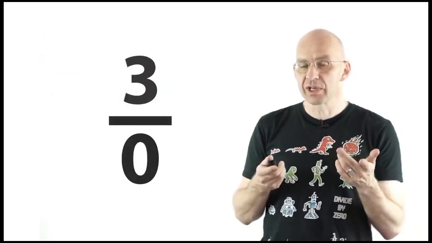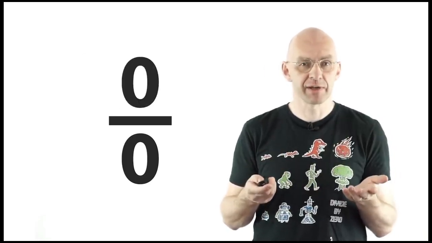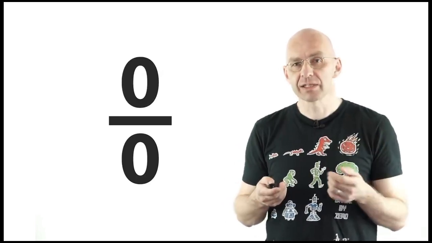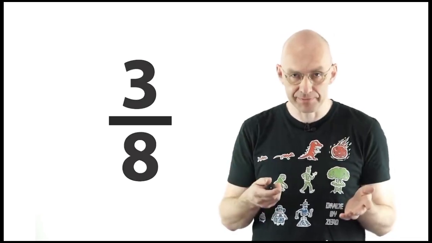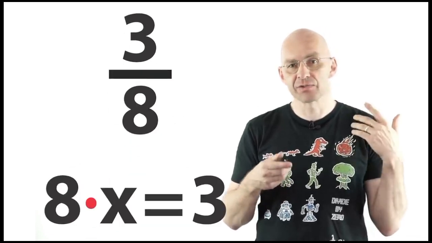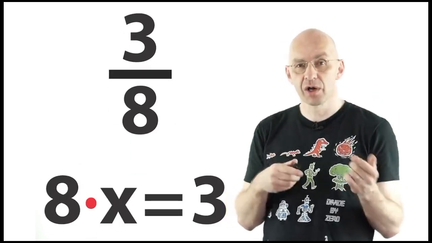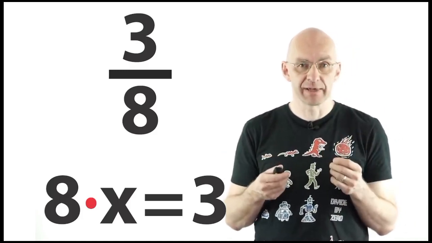Alright, so why do they tell you that you can't divide 3 by 0, or that 0 divided by 0 is undefined? Well, let's have a look at something that nobody has a problem with, 3 divided by 8. So in maths, 3 divided by 8 actually just stands for the one and only solution of this simple equation there. 8 times x is equal to 3.